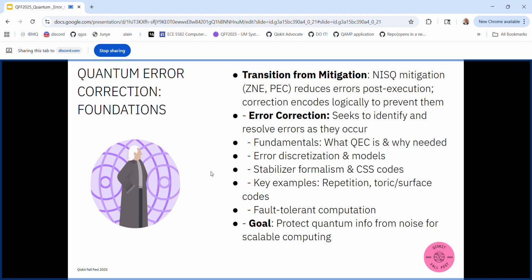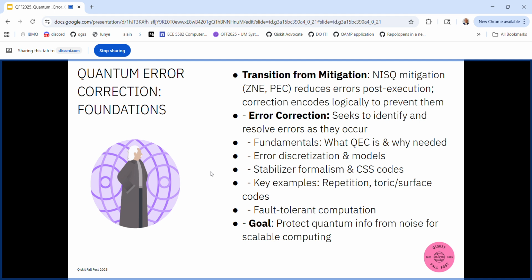Now, true quantum error correction. This is what people are talking about when they talk about fault-tolerant quantum computers. We're moving from the mitigation steps that we're taking, like zero noise extrapolation and probabilistic error cancellation, to actual fault tolerance. That is where we have sets of qubits that are correcting errors as they occur. We're going to talk a little bit about the fundamentals of it, and how we are going to use stabilizer formalisms and Steane codes and other things.